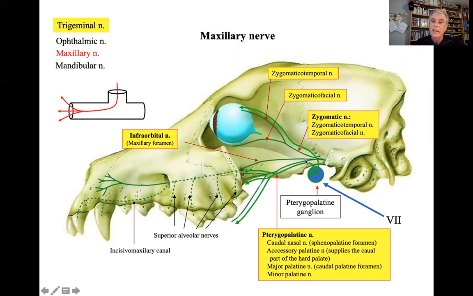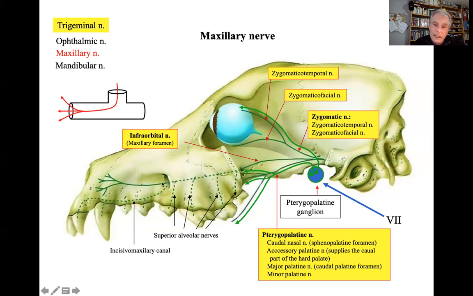Then the second branch is the infraorbital nerve. This infraorbital nerve runs rostrally, enters the maxillary foramen, and runs through the infraorbital canal. But prior to exiting the infraorbital canal, it branches the superior alveolar nerves for innervation of the upper teeth. But all the teeth located rostral to the infraorbital foramen are also innervated by fibers from the infraorbital nerve, but these fibers run in the incisivo-maxillary canal.